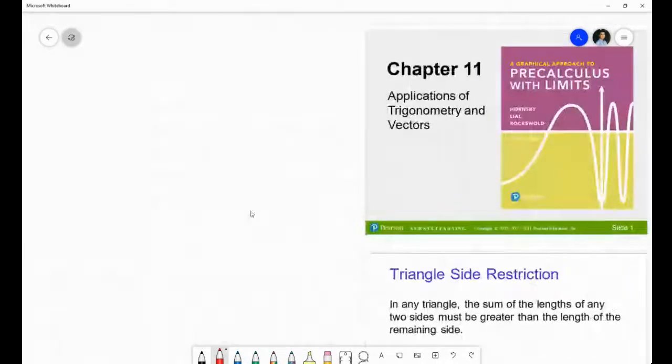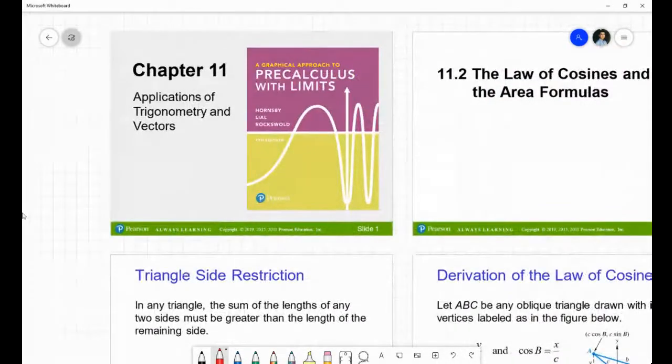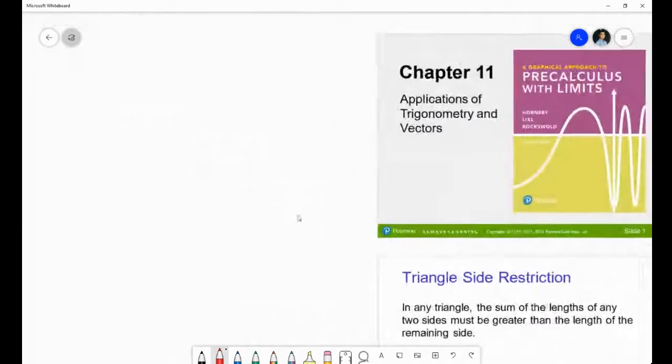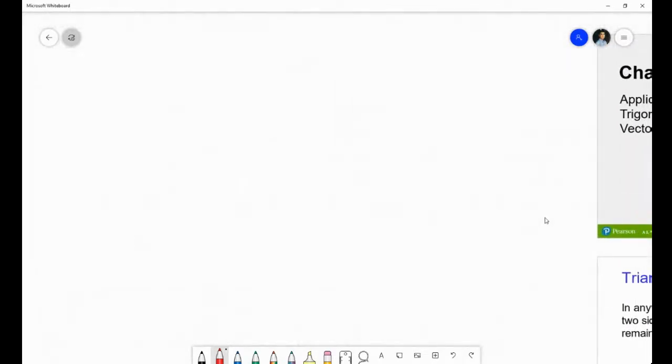We're going to go over chapter 11.2, which is the law of cosine. Last time we covered the law of sine, and there's a question on number 8 of your homework, so I'm going to go over that one. Number 8, chapter 11.1. Mike, can you let me know the number again?